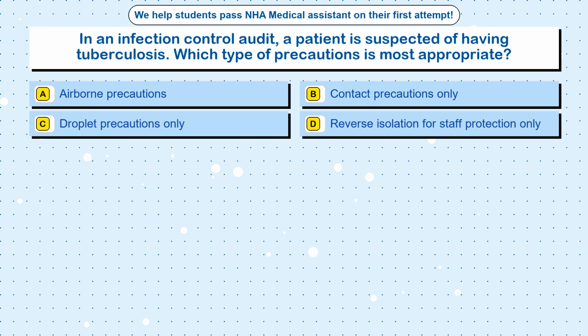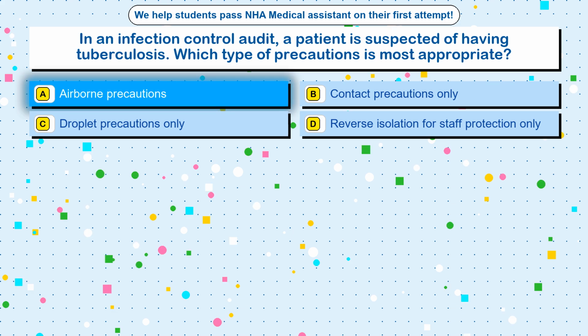Question 71. In an infection control audit, a patient is suspected of having tuberculosis. Which type of precautions is most appropriate? Option A. Airborne precautions. Option B. Contact precautions only. Option C. Droplet precautions only. Option D. Reverse isolation for staff protection only. The correct answer is option A.